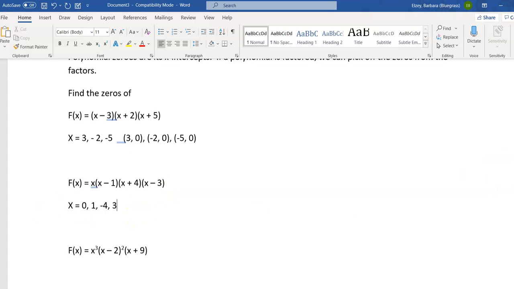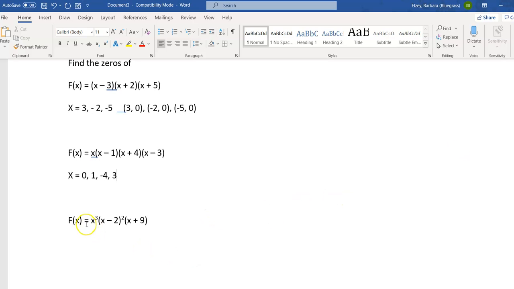Now, let's go to this last one here. It doesn't matter if we have powers on our factors. They do mean something, and we'll get to what that means in the 150 portion. But when it comes to the zeros, we just continue the same way. So there's nothing added or subtracted to our x, so it's going to be a 0. Our x minus 2, we're going to get a plus 2. And then opposite of our 9 will be negative 9. And there's our zeros. And we're actually finished finding those zeros.